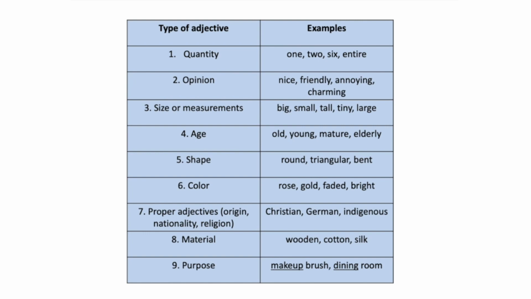Proper adjectives like origin, nationality, and religion. For example, Christian, German, indigenous. Next, by material: wooden, cotton, silk. And finally, by purpose: makeup brush, dining room.